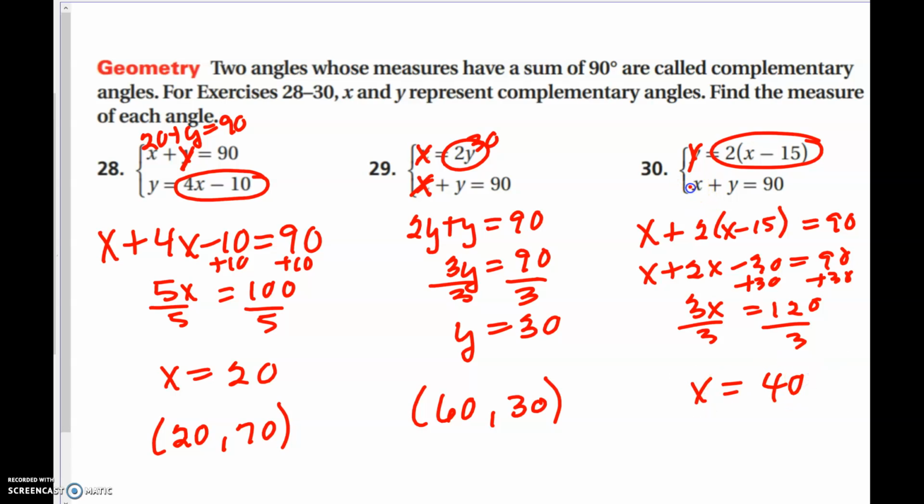So now I'm going to go put 40 in here, so 40 plus what gives me 90? So 40 and 50 gives me 90.